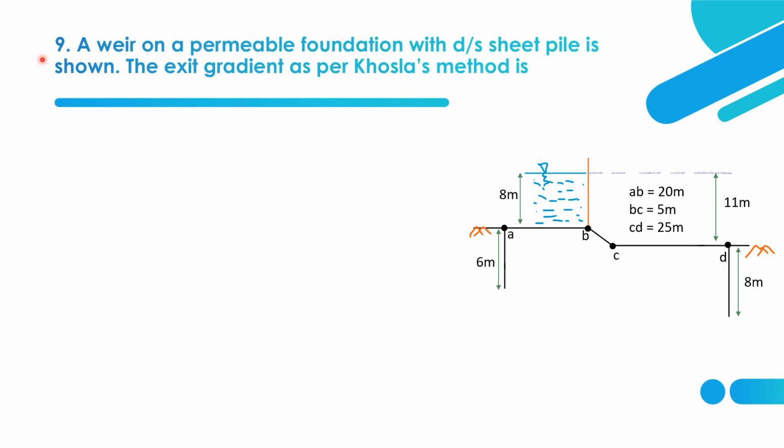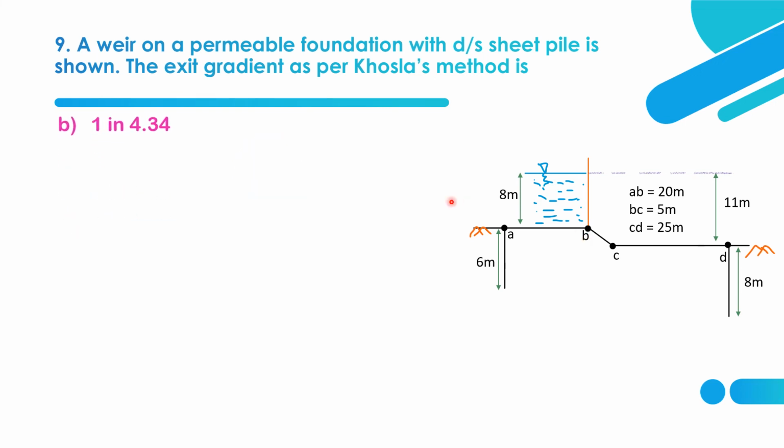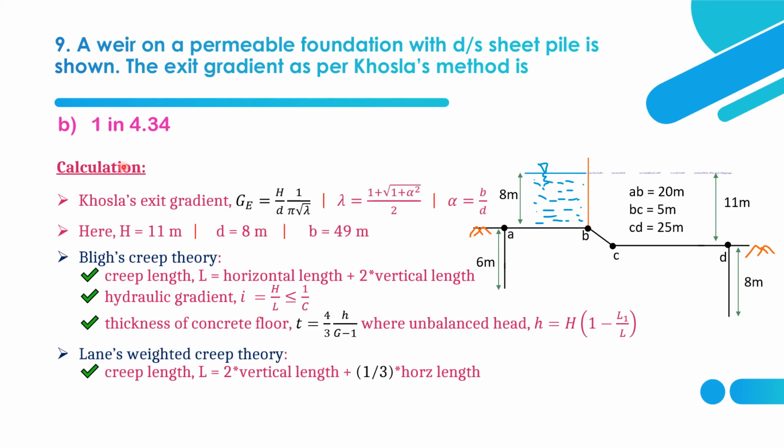Now we shall see the ninth question, which is based on Khosla's exit gradient. Here we are on a permeable foundation with the downstream sheet pile shown. You have to refer to the figure to find the details to get the value of exit gradient as per Khosla's method. This is one important and most repeatedly asked question in various examinations. All the details have to be taken from this diagram only, so that we can get the answer as 1 in 4.34 as the exit gradient.